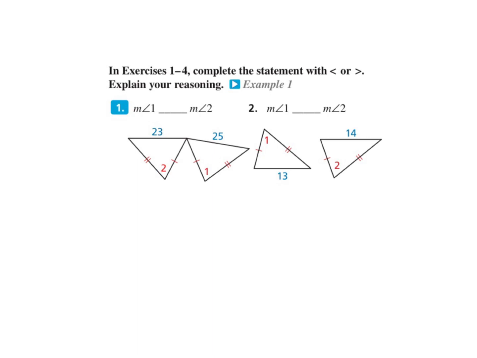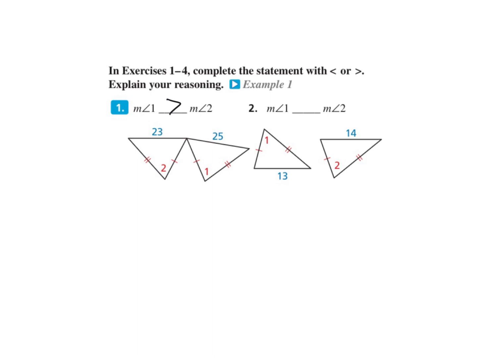All right, complete the statement. The measure of angle 1, okay, it's opposite 25. Angle 2 is opposite 23. So provided we have the two sides being the same, then angle 1 must be bigger than angle 2. What about number 2?